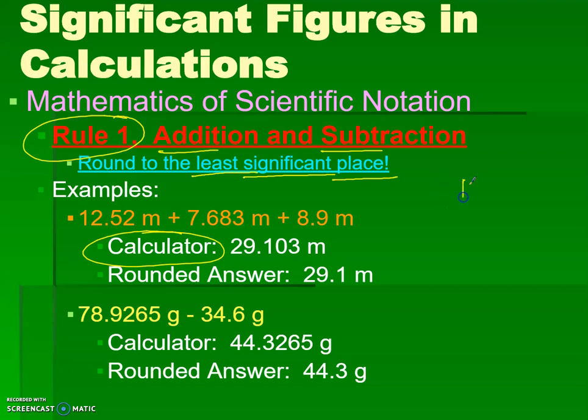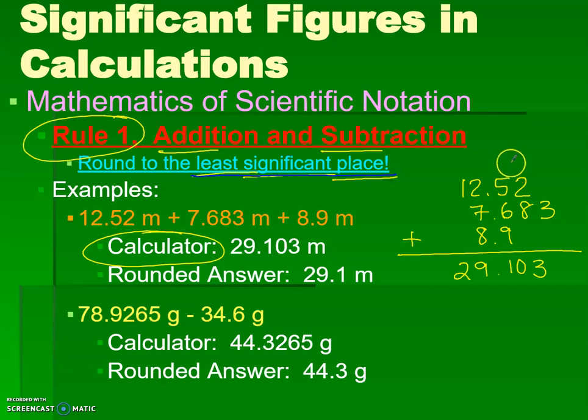Okay, you're back. And then you have 12.52 and you're going to add 7.683 and you're going to add 8.9 in your calculator. Add them together, and you're going to get 29.103. Well, what we want to do is round to the least significant place. The least significant place is this tenths place. So we want to round so that we don't have this 0 and this 3 and this value over here. So we're going to round to 29.1 meters. That's going to be our least significant place.